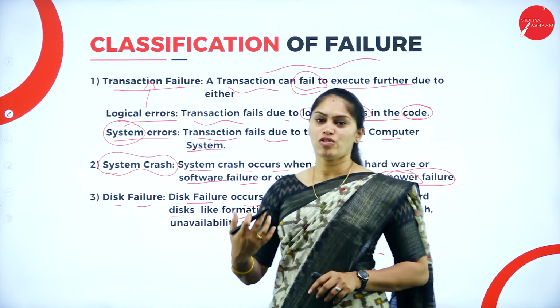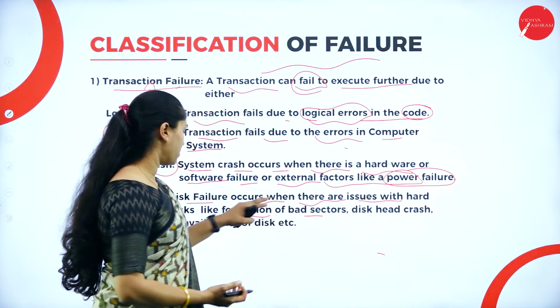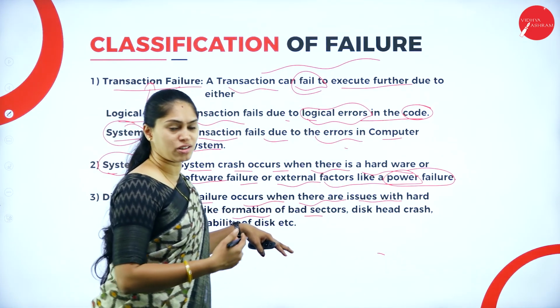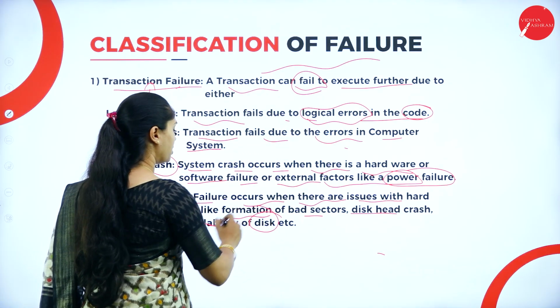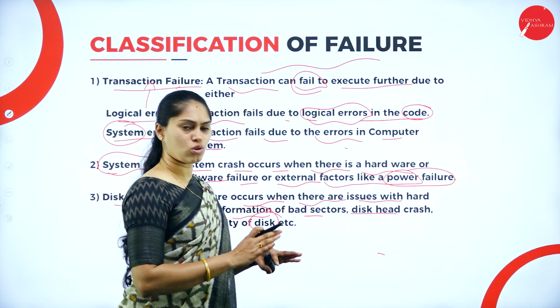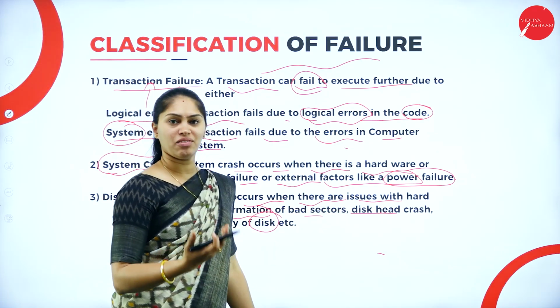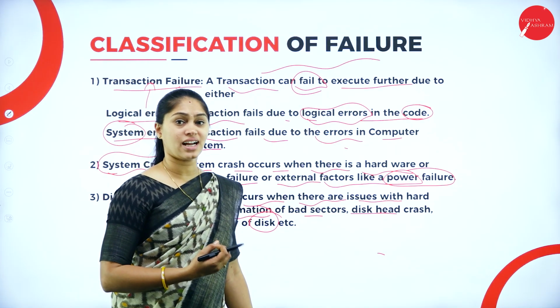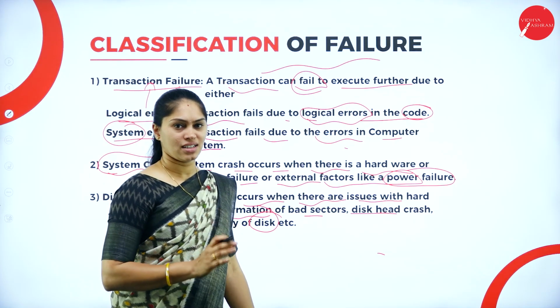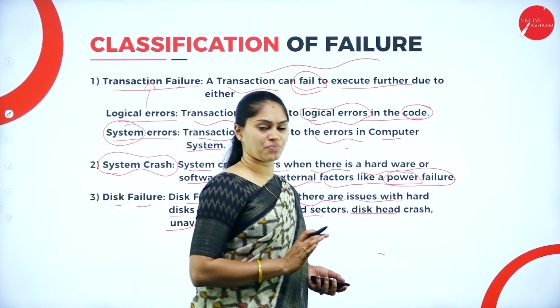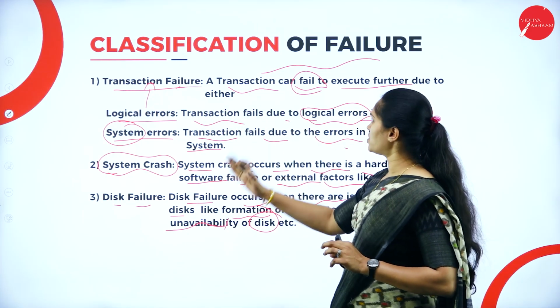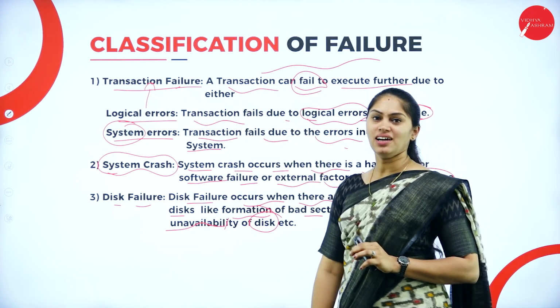So, that formation of bad sectors can happen with this disk. That is also one of the failures, and also disk head crash or unavailability of the disk. If anything goes wrong related to the disk, then we can't read and write the content that is on the disk. So, at that time also we can expect this disk failure. Fine. So, these are the types of failures that we can expect on the database.